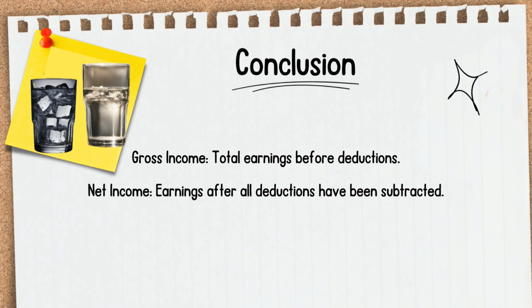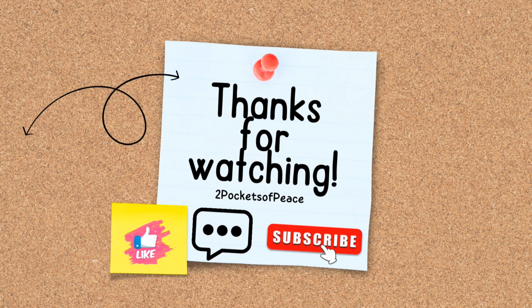All right. So in conclusion, gross income is the total earnings that you make before deductions are taken out of your paycheck. And that net income is your earnings after all deductions have been subtracted. This is your take-home pay that you can use for your budgeting. All right. I hope everyone enjoyed the video, and hopefully you can decipher now that gross income and net income, and it makes it a little bit easier when you think about it.